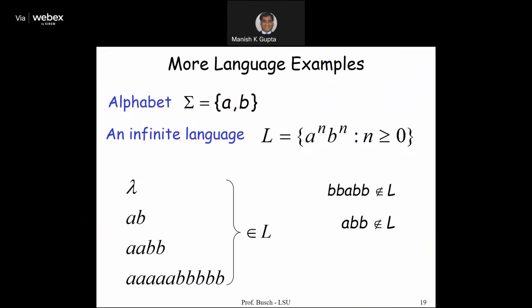So this is also another example, a^n b^n where n is non-negative. So n is equal to 0, there will be the empty string. N is equal to 1, you will get AB. N is equal to 2, it will be AABB, and so on. Right? So this is an infinite language because you can keep on varying n, and you will get a string.